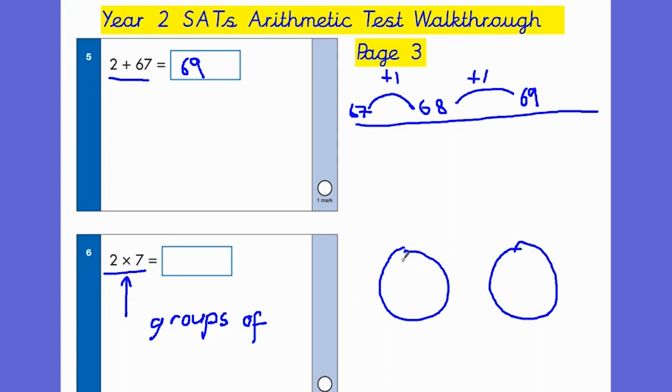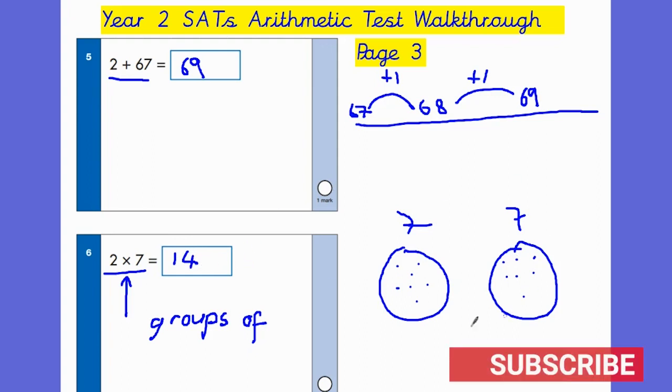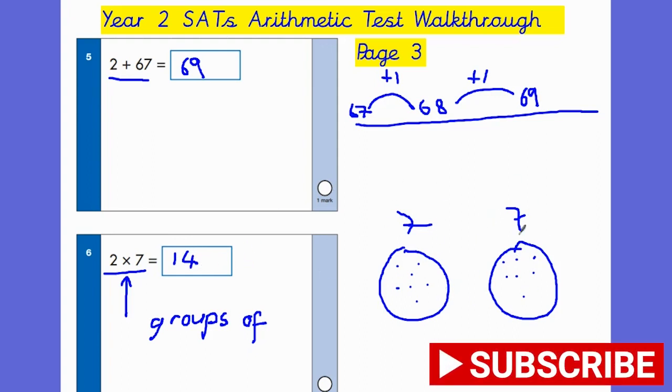You've got 2 groups, and then inside 1, 2, 3, 4, 5, 6, 7, and 1, 2, 3, 4, 5, 6, 7. And then once they've made their 2 groups of 7, so you've got 7 in that one and 7 in that one, then they can count 7, 8, 9, 10, 11, 12, 13, 14. And if they don't know their 2 times table off by heart, there's nothing wrong with them drawing it out this way in order to solve it.